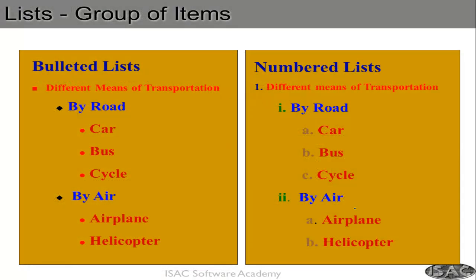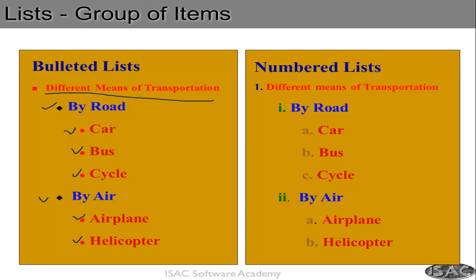Now let us see how you can put very nicely looking bulleted points in HTML. So you might have seen that sometimes we put different means of transportation. This is the text I want to display on the screen. Different means of transportation, and the first level bullet is this one, and inside that there is another bulleted list, car, bus and cycle. Inside this there is an airplane and helicopter.